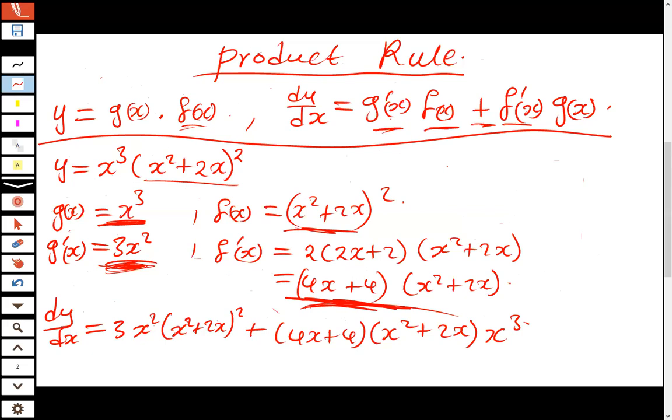I'm saying you can factorize it because this part here is common. You have this part, you also have this part, which you can factor out. Let's see what you can do.